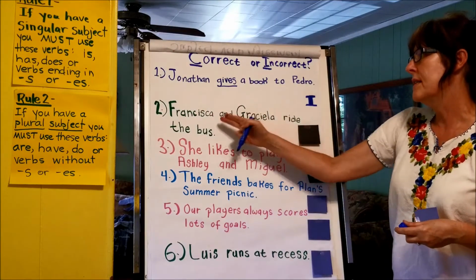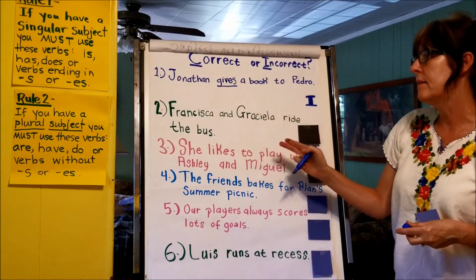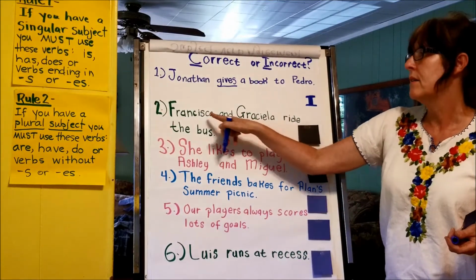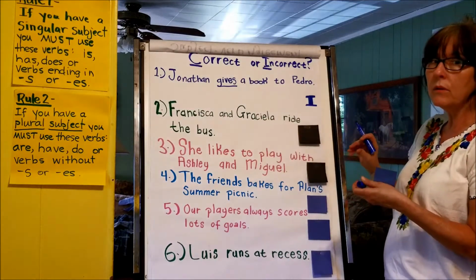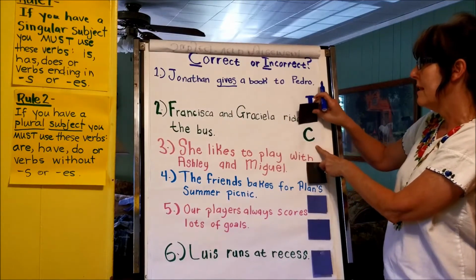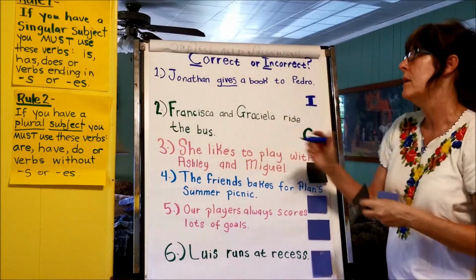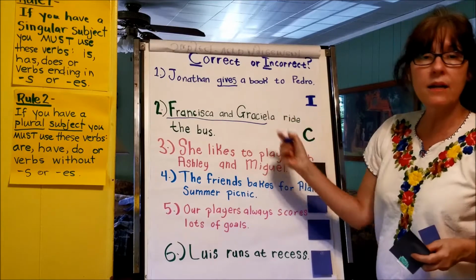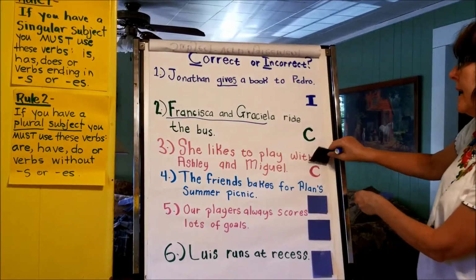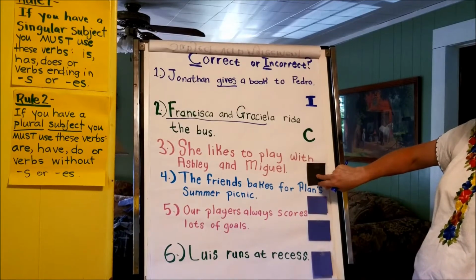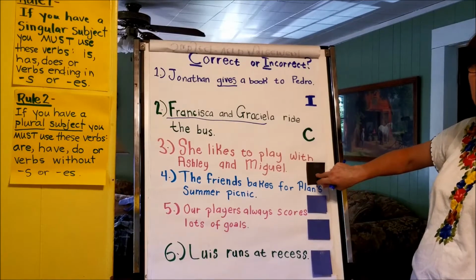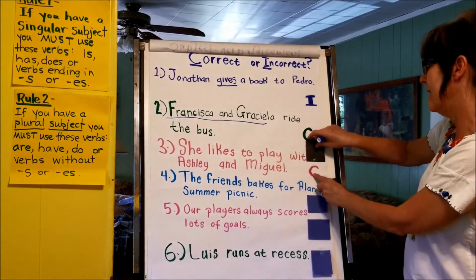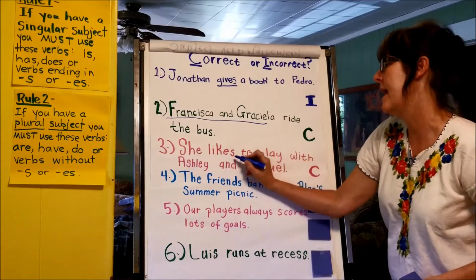Number 2, Francisca and Graciela ride the bus. What's my subject? Who's doing something? Remember that we had that and, Francisca and Graciela? That means it's plural. Check the rule if it's plural. This is correct. This would be a thumbs up. There's our subject. It's plural, so no s, and there's not an s, okay? Number 3, she likes to play with Ashley and Miguel. Look at your subject. She is the one who likes to do it. She is singular, so our verb is correct because it has the s on it.